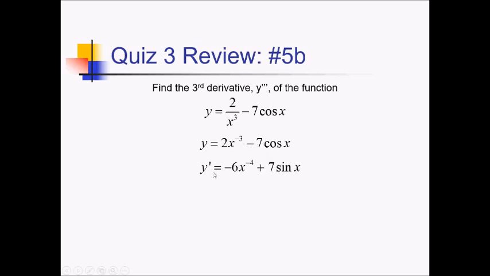Now we'll take another derivative based off of this first derivative. So we have 24x to the -5th plus 7 cosine of x. And finally, the third derivative, that's the derivative of the second derivative. This will be, let's see, -120x to the -6. And then we'll have minus 7 sine of x.